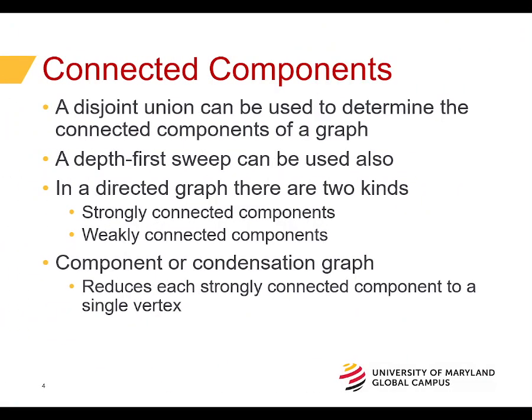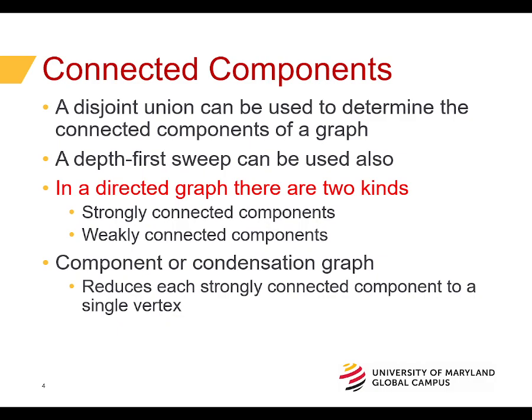Now, regardless of whether a graph is connected or not, every graph consists of a set of connected components. There are several ways to determine the connected components of a graph. One approach uses a data structure called a disjoint union. A depth-first search that includes a sweep starting at every unvisited vertex can also be used.